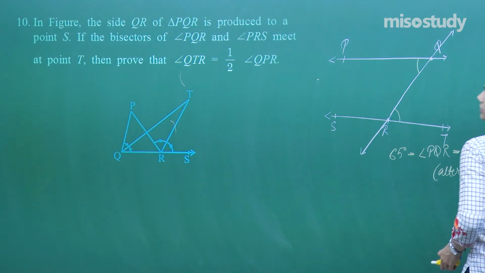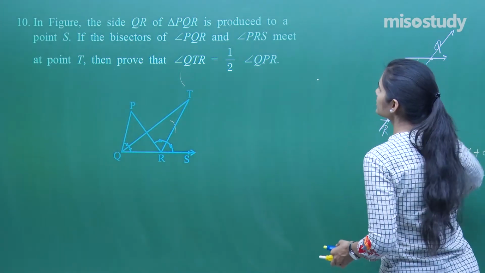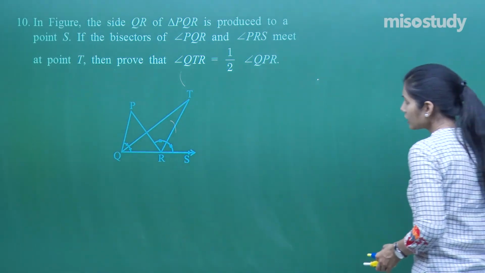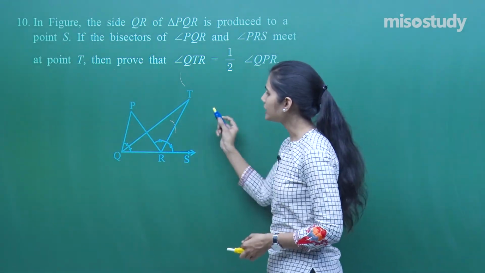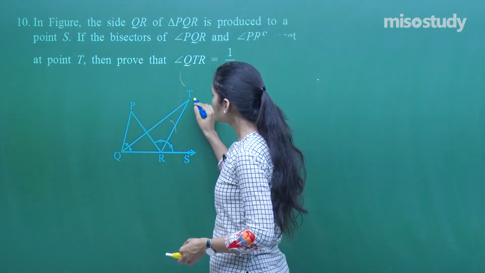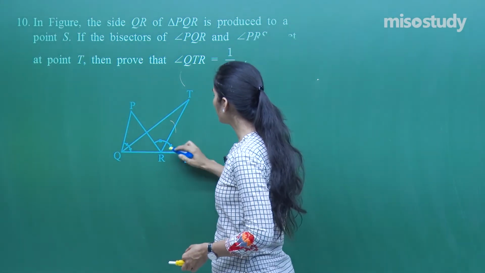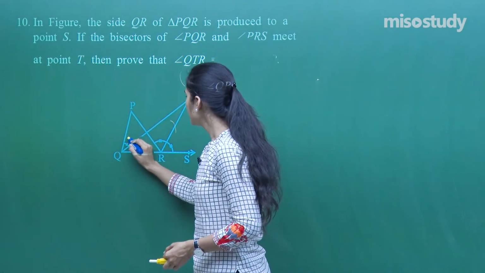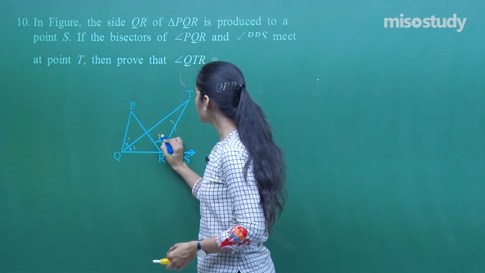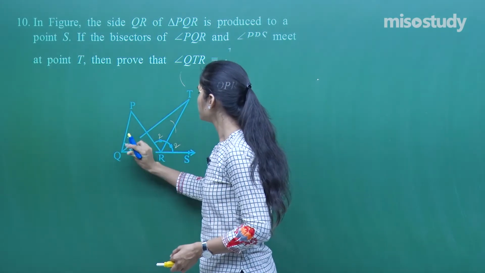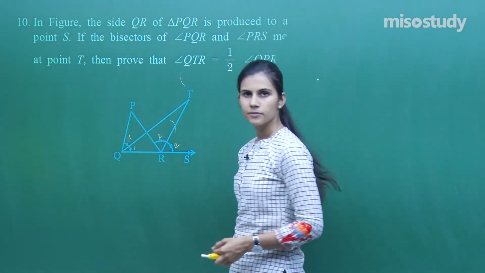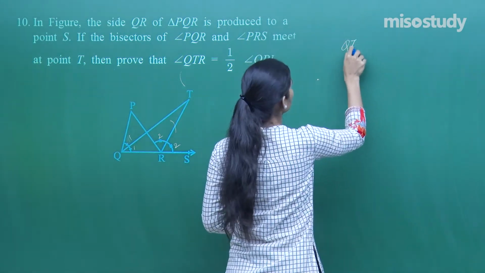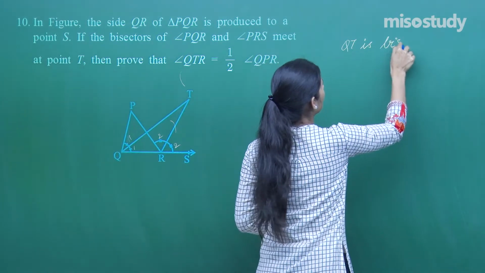In this figure, we have to understand bisector of angle PQR and bisector of angle PRS are meeting at point T. So you have to understand that QT is the bisector of angle PQR and RT is the bisector of angle PRS. That means if this is 1, this is also 1, and if this is 2, this is also 2. Okay? So QT is bisector of angle PQR.